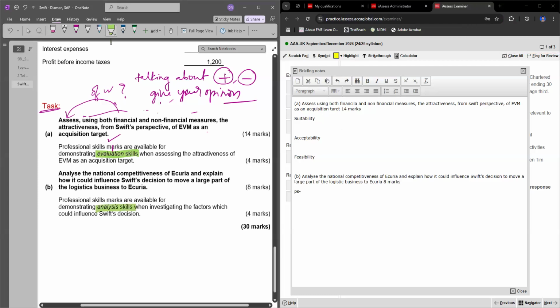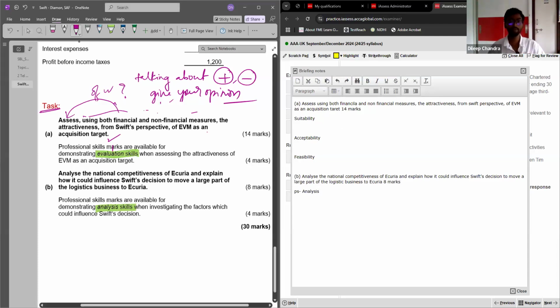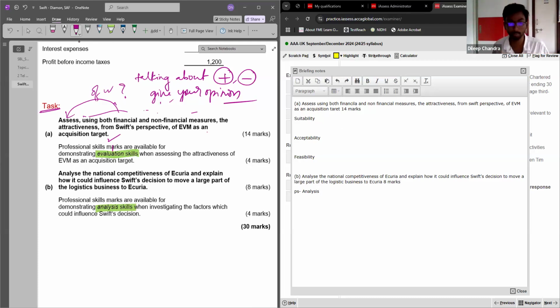Analysis. Exactly. Analysis is being tested. What does this analysis mean? You know what evaluation skill is? Evaluation means you have to talk about positives and negatives of a certain aspect, and then you have to give your opinion. That's fine. Commercial acumen: yesterday we saw that we have to give recommendations, and those recommendations have to be practical to the company under consideration. Okay, two professional skills you guys have understood.